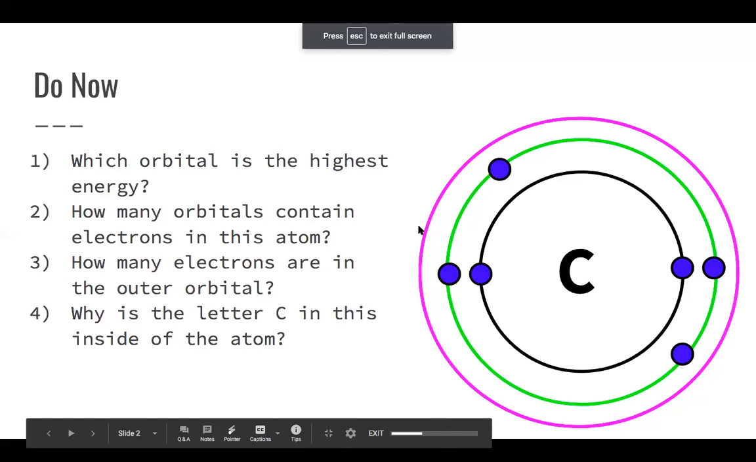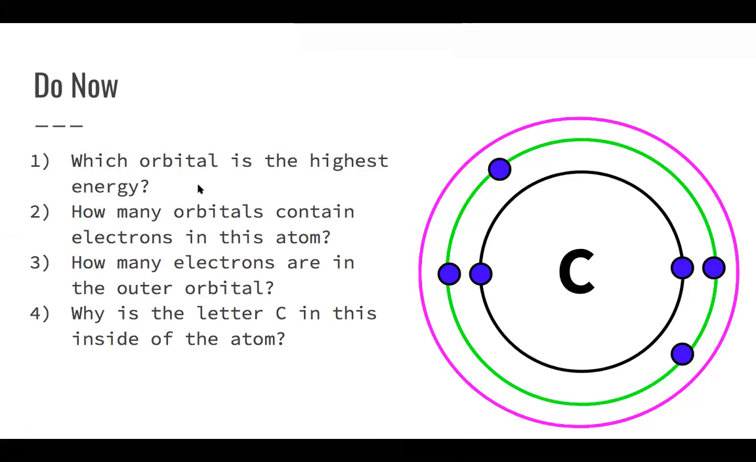Let's go back to these. Again, pause. You've got a spot to write these. Think about it. Okay, so highest orbital energy. Low orbitals are low energy. So lowest, this one's medium, this one's highest energy. Pink slash purple, highest energy.